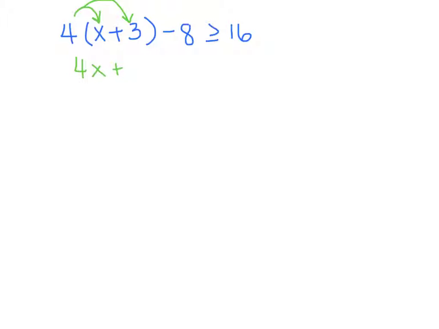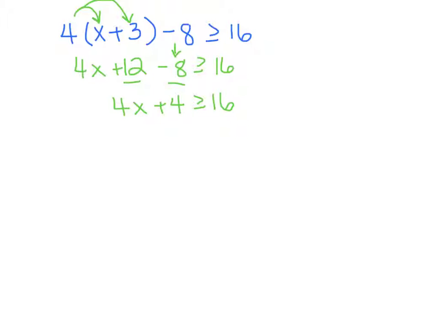Let's look at 4 times x plus 3, minus 8 is greater than or equal to 16. Alright, so first, let's distribute the 4. So we have 4x plus 12. Remember, the 8 just drops down. Minus 8 is greater than or equal to 16. Next step is to combine like terms. The 12 and the negative 8 are both constants. So we have 4x plus 4 is greater than or equal to 16.